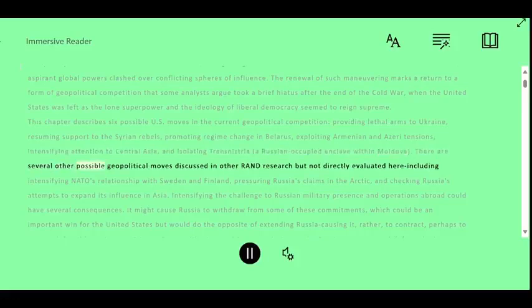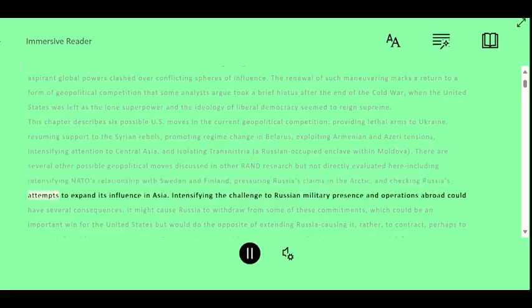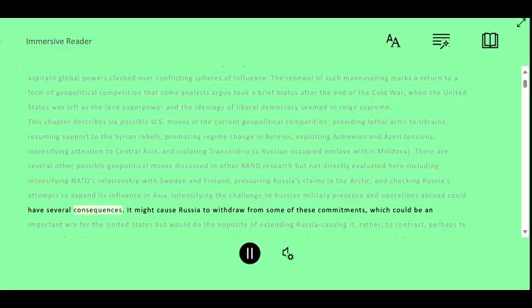There are several other possible geopolitical moves discussed in other RAND research, but not directly evaluated here, including intensifying NATO's relationship with Sweden and Finland, pressuring Russia's claims in the Arctic, and checking Russia's attempts to expand its influence in Asia. Intensifying the challenge to Russian military presence and operations abroad could have several consequences.